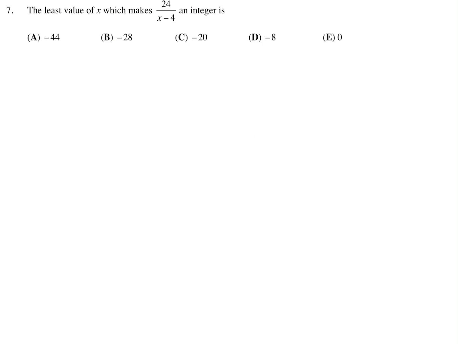The least value of x, which makes 24 over x minus 4 an integer, is. All right, let's start plugging away and see what we get. Let's start with this one, minus 44. If x is equal to minus 44, we have 24 over minus 48, and that is negative 1/2. And that is not an integer because it's a fraction.